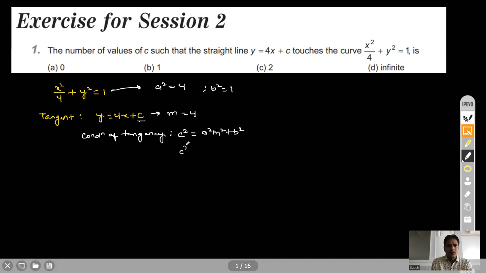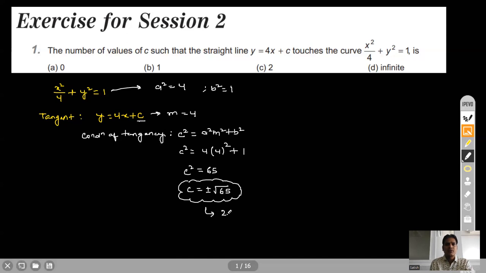So what we will get, c square is equal to a square m square, means 4 into m square, that is 4 into 16. And what is the value of b square? That is 1. So basically we get c square is equal to 4 into 16, that is 64 plus 1, that is 65. So the value of C is coming out to be plus minus under root of 65, right? So this is the value of C. Means what? The question is saying the number of values of C. So we are having basically two values of C possible for this straight line to behave as a tangent to the given ellipse.